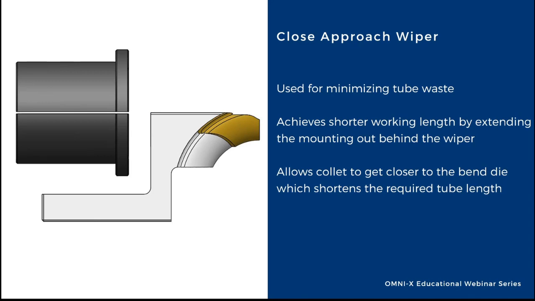Close approach wipers are used for minimizing tube waste, achieving a shorter working length by extending the mounting out behind the wiper and allowing the collet to get closer to the bend die, which shortens the required tube length.